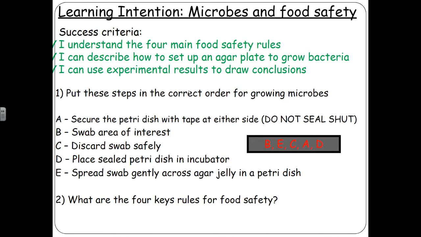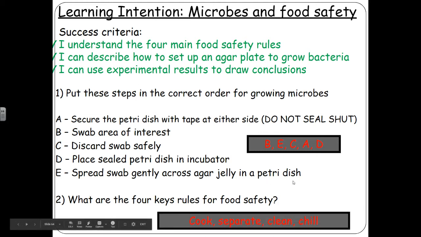Put these in the order of growing microbes. So the first thing you would do is swab an area of interest. You would then spread it on agar jelly. You would discard the swab. You would secure it on both sides, and you would place it in the incubator. This isn't something that we necessarily need because we're not going to be doing the test in person.